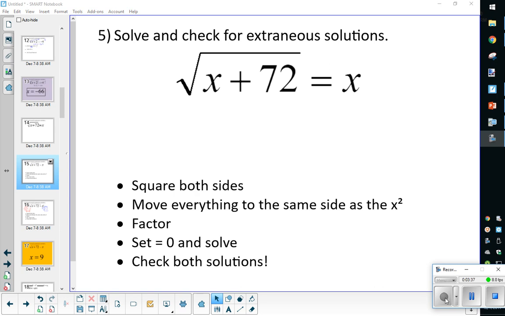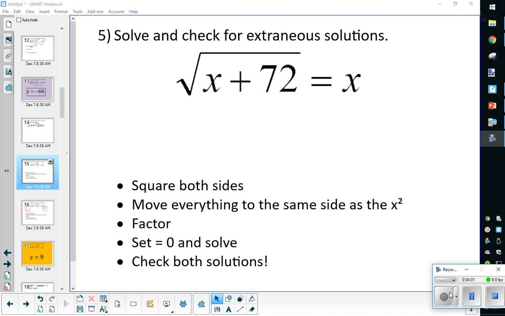Some reminders on this one. Remember, the first thing you've got to do to get rid of the square root is square both sides. And when you square both sides, you have to move everything to the same side as the x squared side. Then you've got to factor, set it equal to 0, and check to make sure that both answers work. Okay, see if you can use that to help you a little bit more.